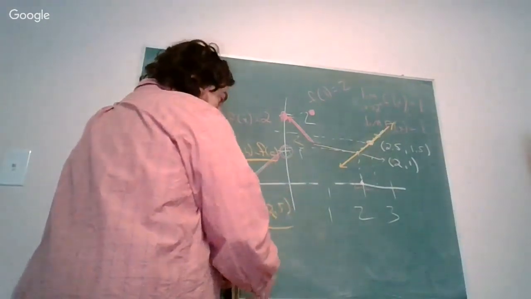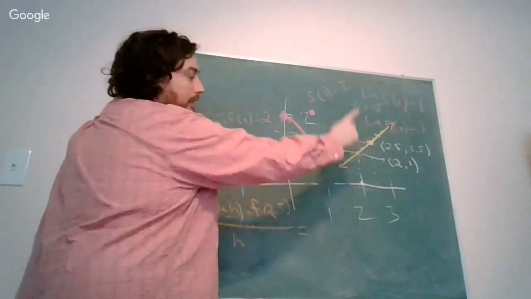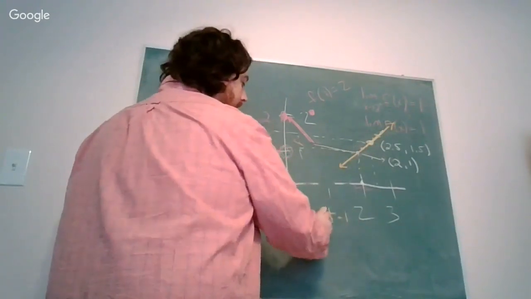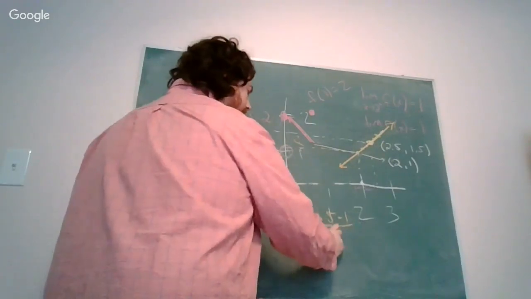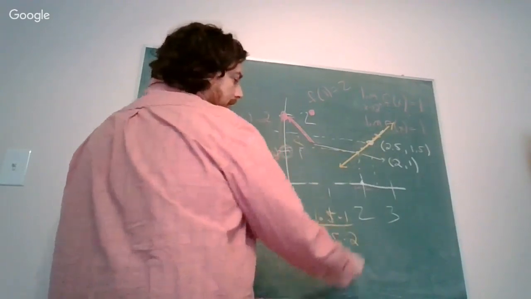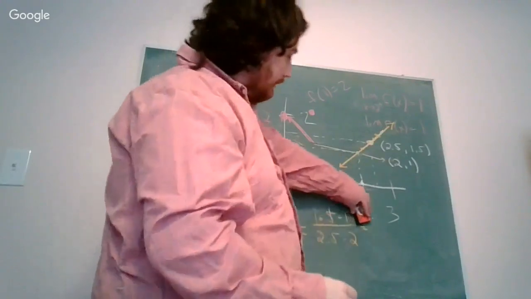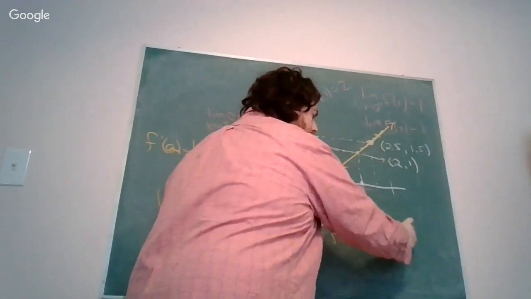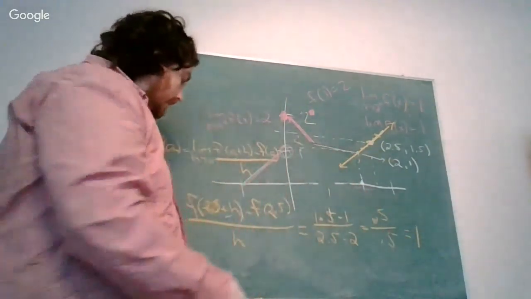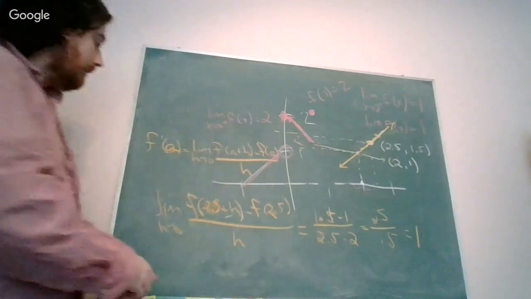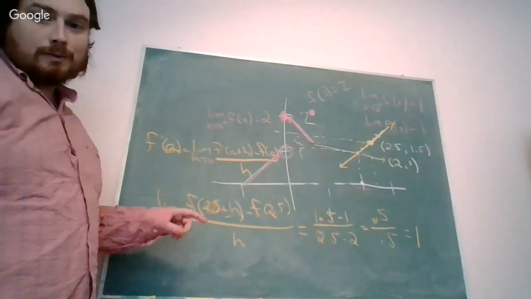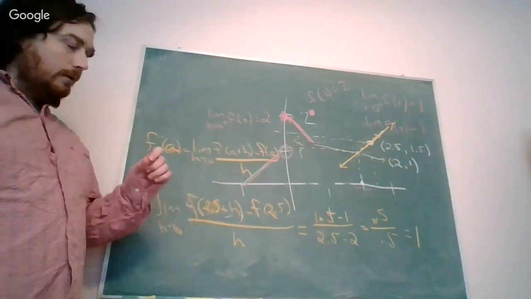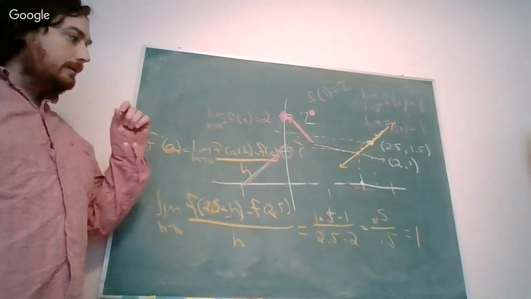So what I'm going to get here is, the change in y is 1.5 minus 1 over 2.5 minus 2. And so I get 0.5 divided by 0.5 is 1. And so this limit, the limit as h goes to 0 of f of 2.5 plus h minus f of 2.5 all over h, is indeed equal to 1.